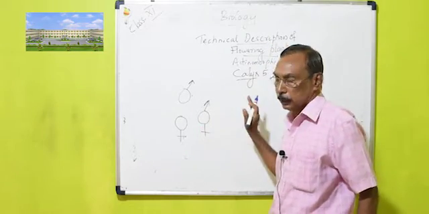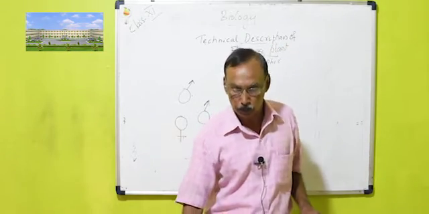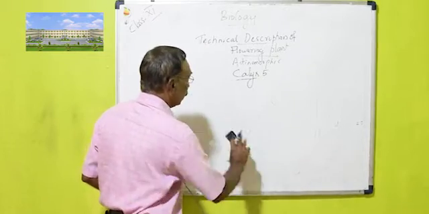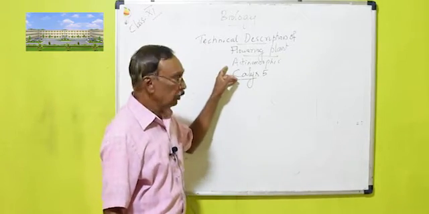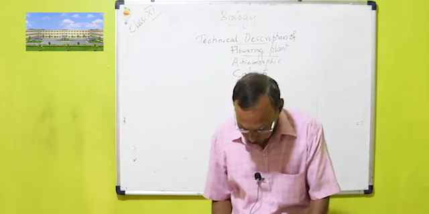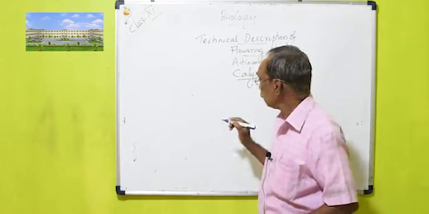Floral diagram and floral formula, we are going to see now. How to draw a floral formula? A flower is actinomorphic. And then again it is bisexual.